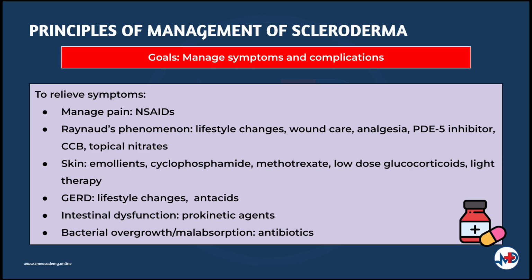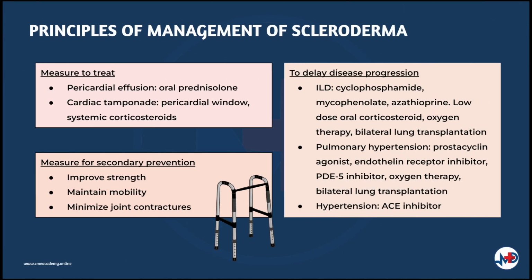Patients with intestinal dysfunction should be given prokinetic agents such as erythromycin and octreotide. There's no specific treatment for scleroderma. Physicians usually manage the symptoms and complications. Scleroderma patients who have pericardial effusion can be given oral prednisolone, while pericardial window or systemic corticosteroids can be offered if cardiac tamponade is present.